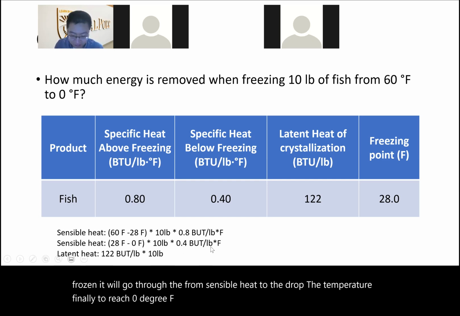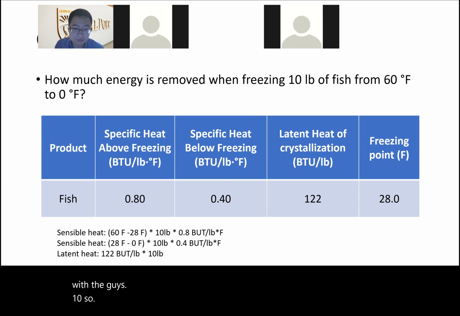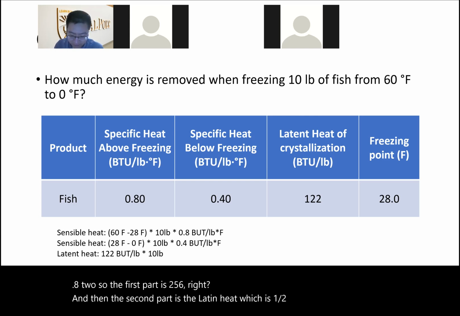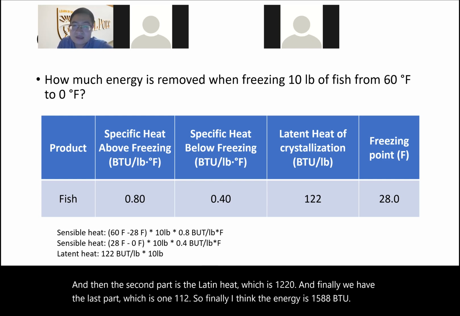So let me do a quick calculation to check with you guys. The first part is 256, right? And then the second part is the latent heat, which is 1220. And finally, we have the last part, which is 112. So finally, I think the energy is 1588 BTU. Did you guys get it?